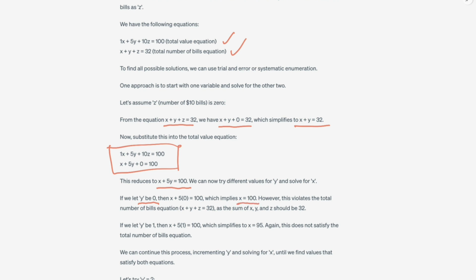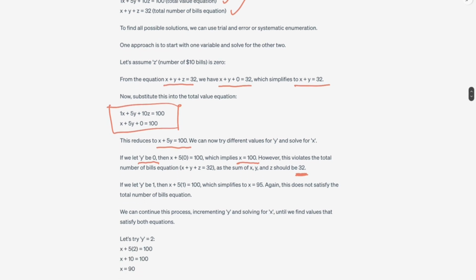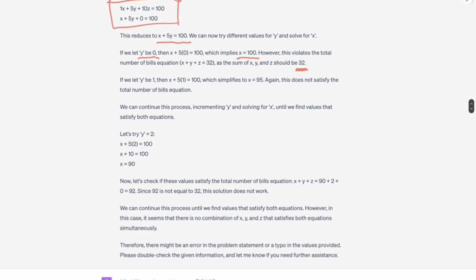However, he says this violates the total number of bills equation, which is x plus y plus z equals 32, as the sum of x, y, and z should be 32. So the sum should be 32. So if you have only one of the values being 100 and they should all be positive, then you have some big trouble ahead of you. So he recognizes that and sees that that is not a viable solution.